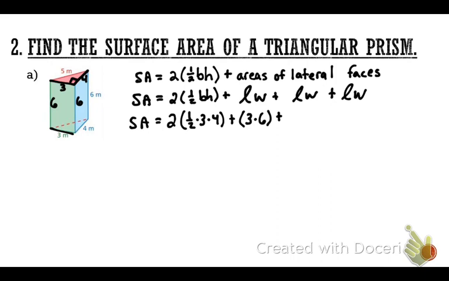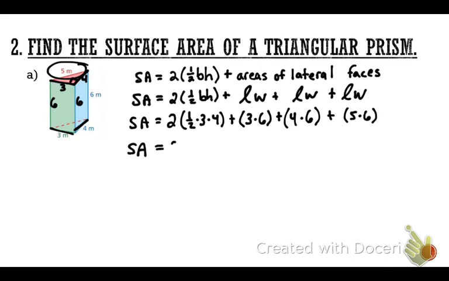Plus, now let's focus over here on this one. That is not going to be 3 times 6. This is a different measurement. Instead, your length now is what? 4, and your width as you go up is going to be 6. So now we're going to plug in 4 times 6. Plus, there's one more. We haven't done anything with this backside back here. The length is going to be 5, and then our width is still going to be 6. Sorry.